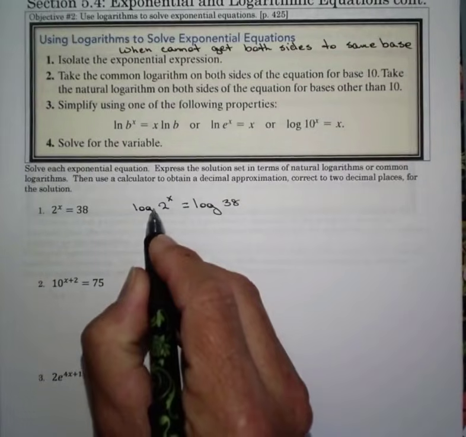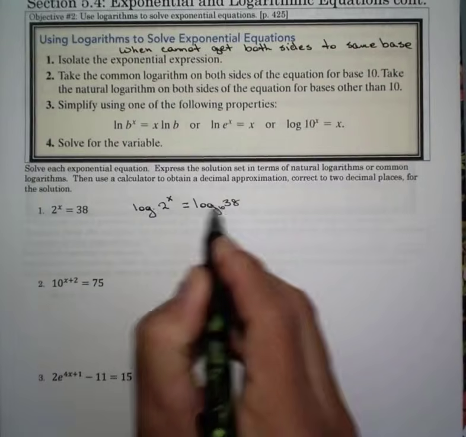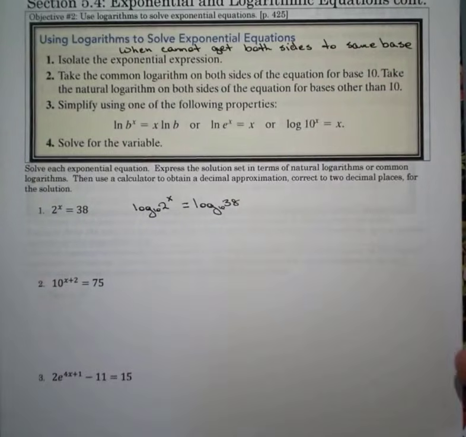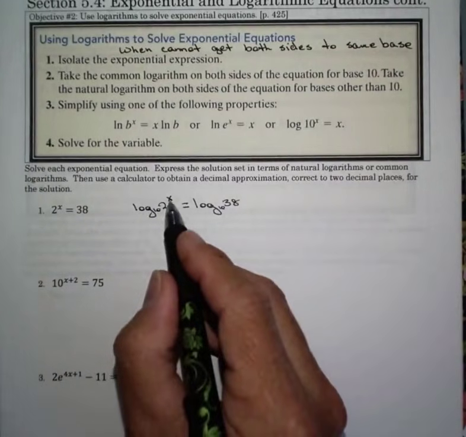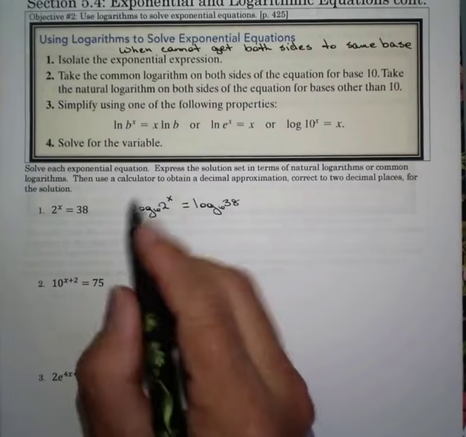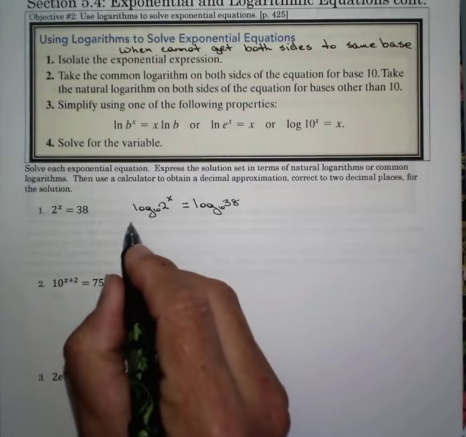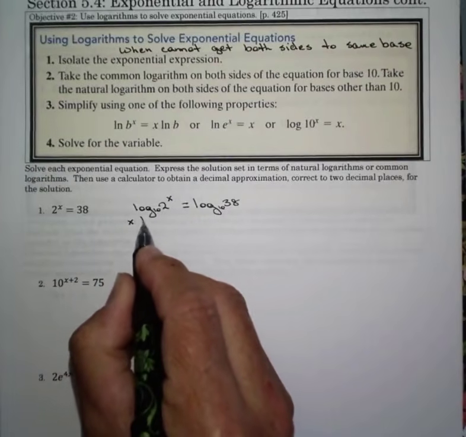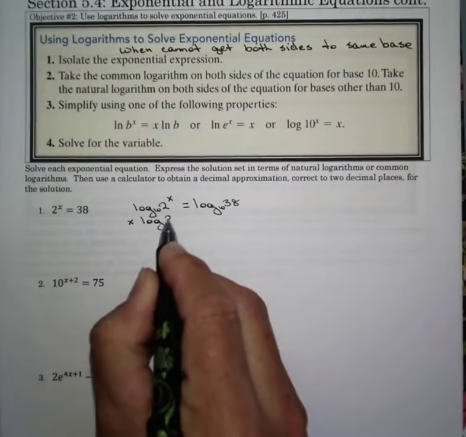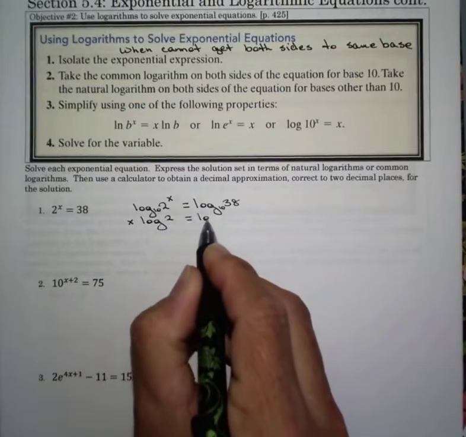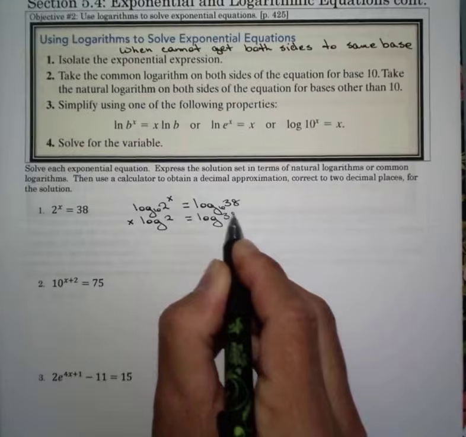And remember, this is base 10. If we don't write it, it's understood that that's base 10. That's the common log. Now, I've got an exponent over here, and I'm going to be able to bring that exponent out front. I do get my x variable out of the exponent by doing that. So I'm going to say x times log of 2 is equal to log of 38.